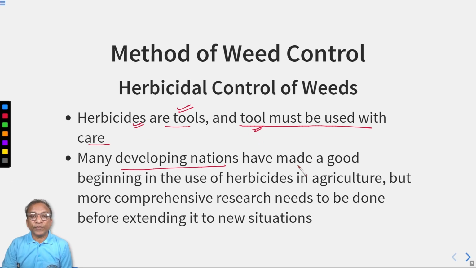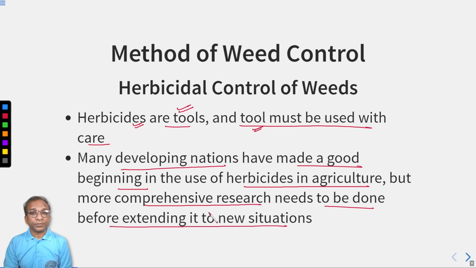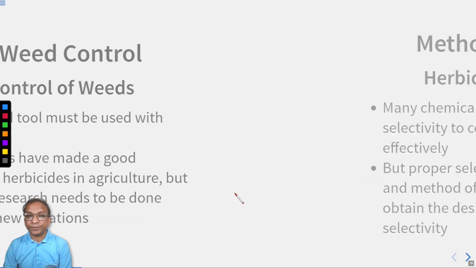Many developing nations have made a good beginning in the use of herbicides in agriculture, but more comprehensive research needs to be done before extending it to new situations. So, many herbicides in agriculture, right? They have been developed, but there is a requirement of some more comprehensive research before using them as herbicides on a commercial basis, right, in a real time situation. So that has to be done on a research basis prior to applying these herbicides in the cropland.